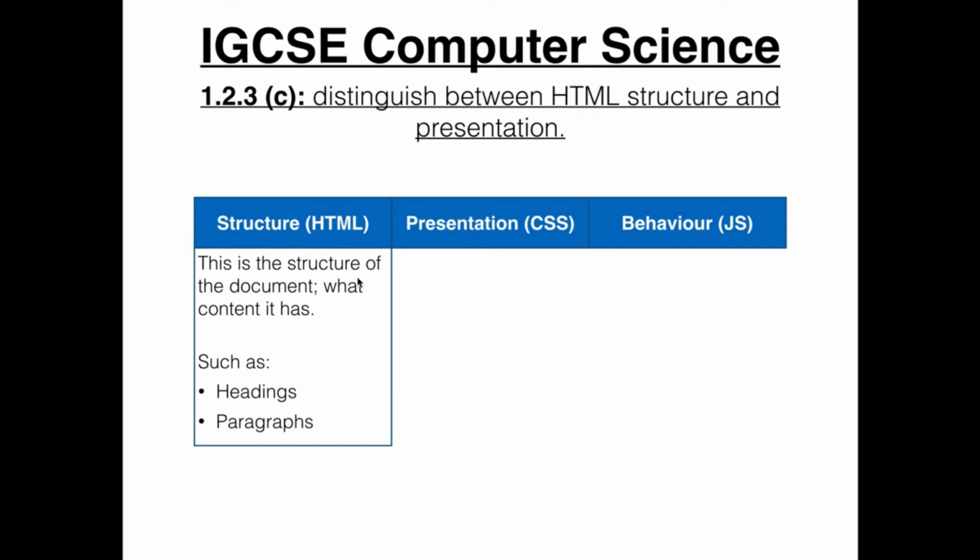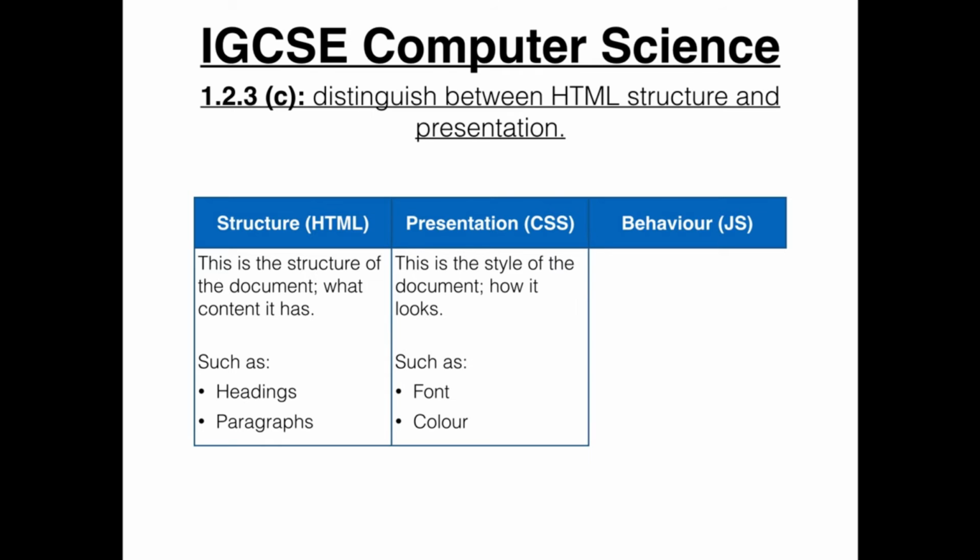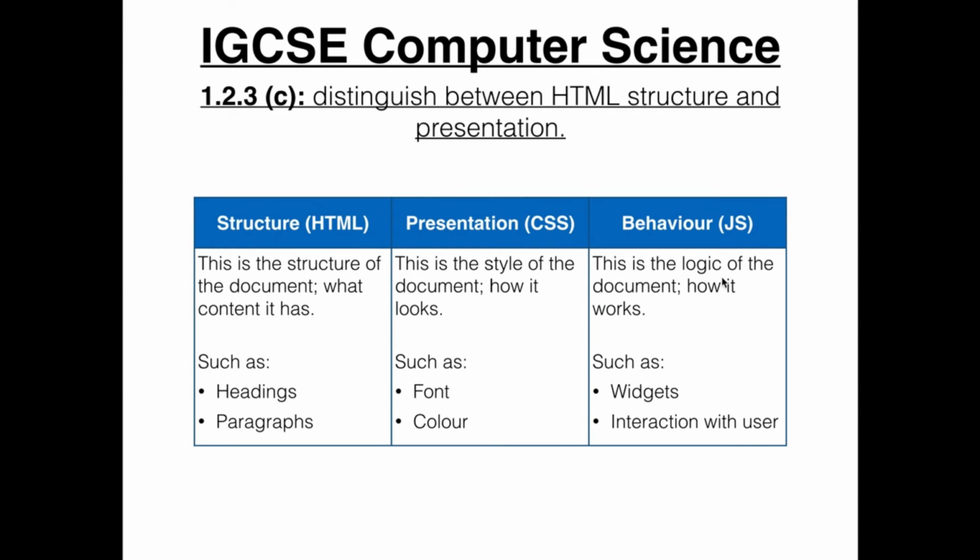So again, the structure of the document, so basically what content it has. So like headings, paragraphs, like we all see in most websites. We see a title, the heading, and some text, paragraphs. And presentation is basically how it looks, as mentioned. As said, it's the style of the document, so stuff like font and color. And then there's behavior, which is the logic of the document. It's how it works. So stuff like widgets, interaction with the user, like alerts and buttons. So it works kind of like that.